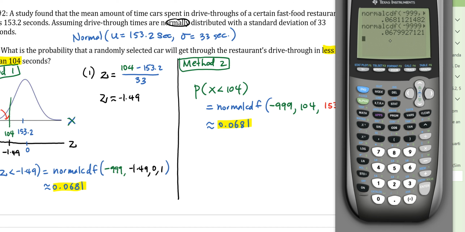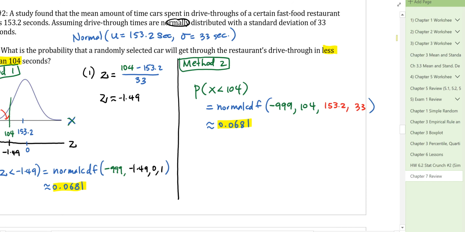But if I want to round it to 4 decimal places, my answer will be 0.06A0, right? Not A1, A0. So let me change that. This should be A0. Okay. Again, this is without converting to z.